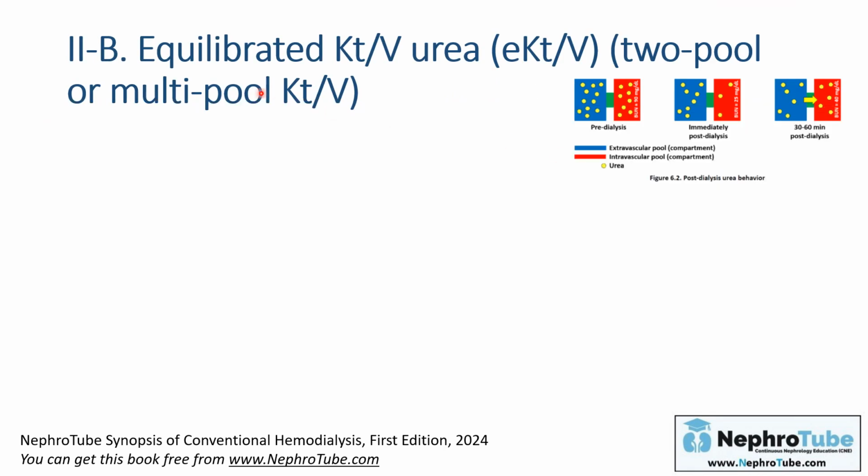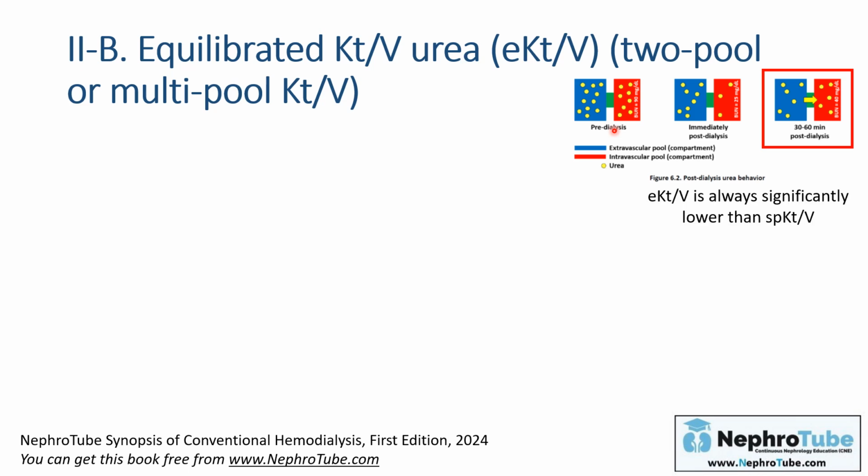The equilibrated KT over V urea, we call it two-pool or multi-pool, and it is clear from its name that it will be based on measuring the blood urea sample 30 to 60 minutes post-dialysis. So this method depends on the idea that we have two pools affecting the serum urea level.